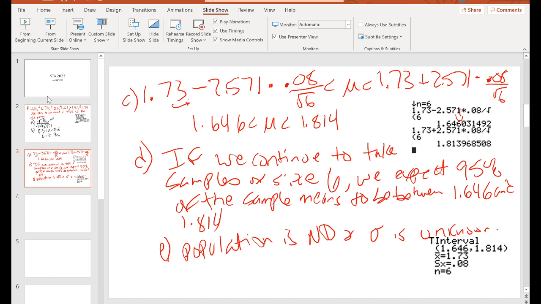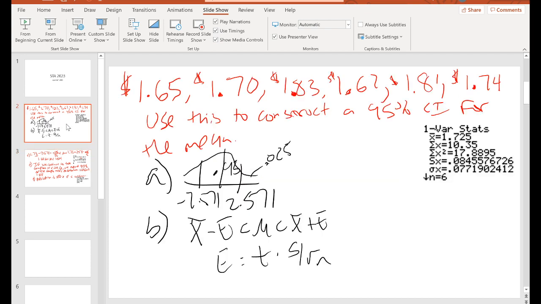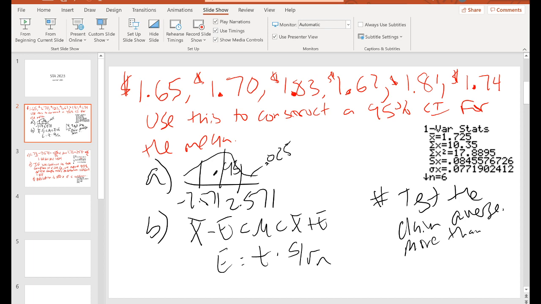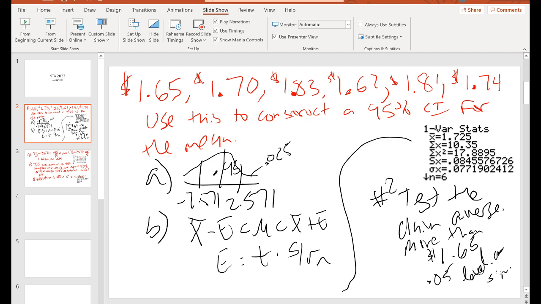All right. So now let's go back to the same problem, and let's go problem number 2. Let's test the claim that the average is more than $1.65. Use a 0.05 level of significance. Let's go number 2.